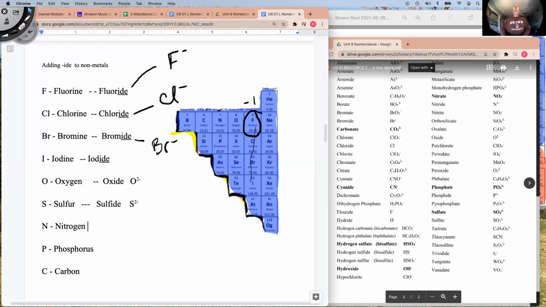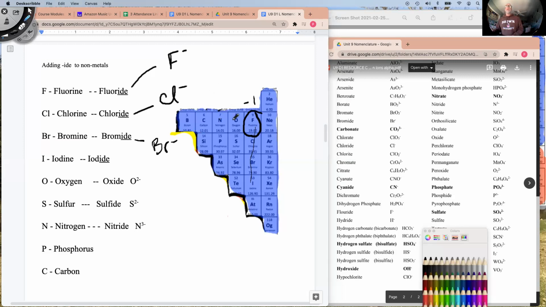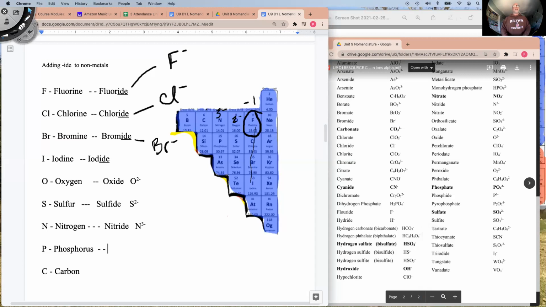Nitrogen, if you want to put an "ide" on the end, some people say nitrogenide, which is incorrect. It's going to be called nitride, and nitride is going to be an N with a 3 minus charge because this is N. That's the 2 minuses. This would be the 3 minus column. Phosphorus is going to be a 3 minus charge as well. And phosphorus is going to be known as phosphide. And that's going to be a P3 minus. All right, P3 minus will be phosphide.